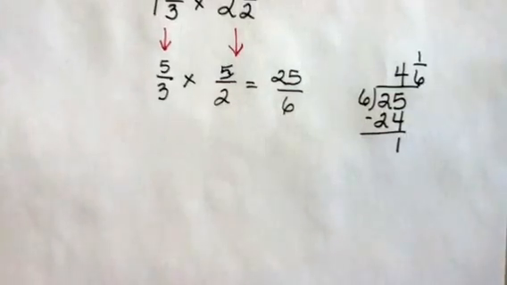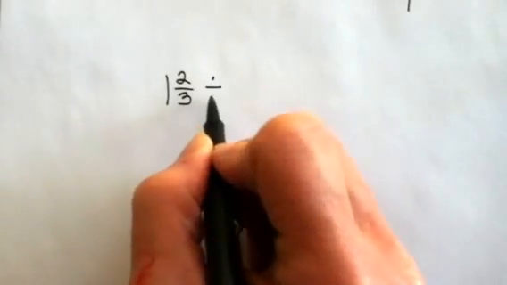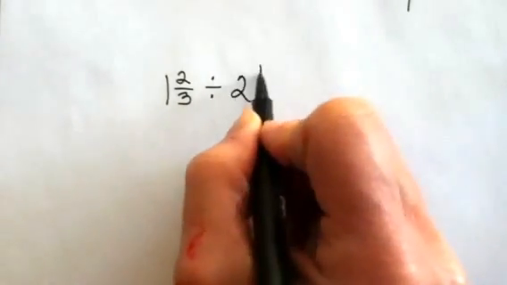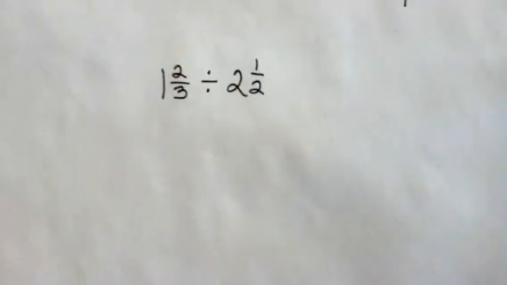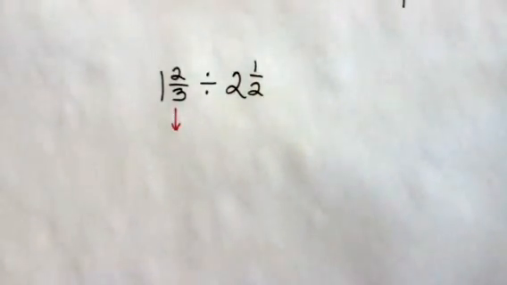Let's try a second problem. Let's take those same two numbers, 1 2/3, but this time divide them. 1 2/3 divided by 2 1/2. The first step is always the same. Change those numbers into improper fractions.